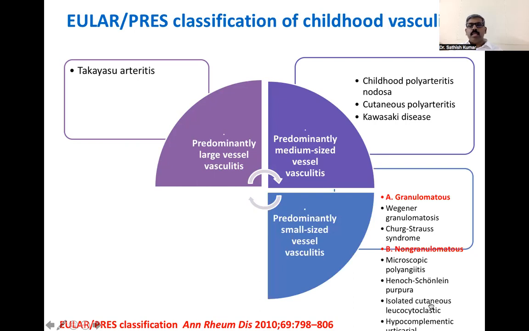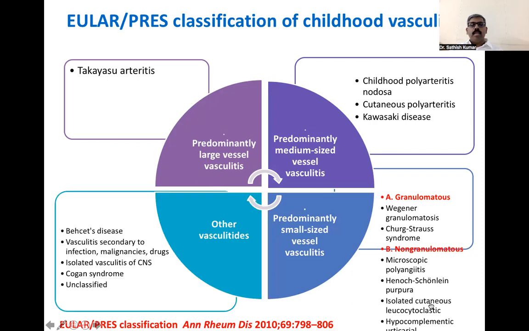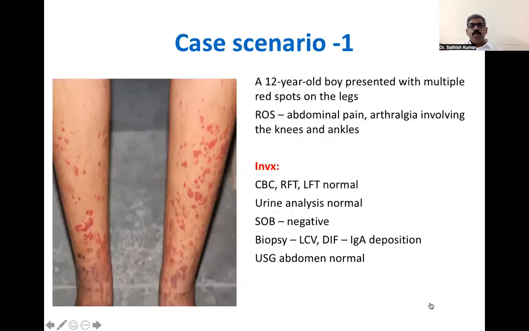Granulomatous is your Wegener's, Churg-Strauss syndrome, and non-granulomatous are microscopic polyangiitis, IgA vasculitis, isolated cutaneous leukocytoclastic vasculitis, and hypocomplementemic urticarial vasculitis, and other vasculitis which include Behçet disease, isolated vasculitis of CNS, Cogan syndrome, and vasculitis secondary to infection, malignancy, also put under the group of other vasculitis. So I'm going to take you through 5 case scenarios to show the variety of primary vasculitis seen in children, where skin could be a clue towards a diagnosis.